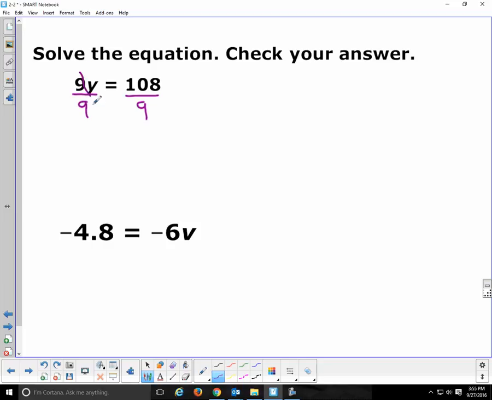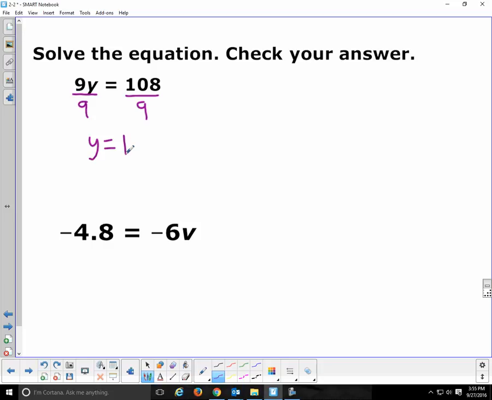Again, right here, the 9 divided by 9 is just 1y. Perfect, that's all I want, 1y. I don't want any other ones, just 1. 108 divided by 9 is going to give me, well, if I look at 10 divided by 9, that's 1, with 1 remaining, and 18 divided by 9, that's 2. So I'm going to say it's 12.